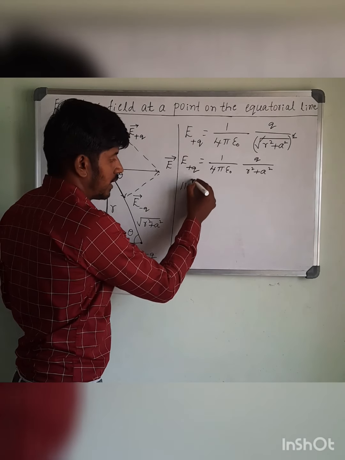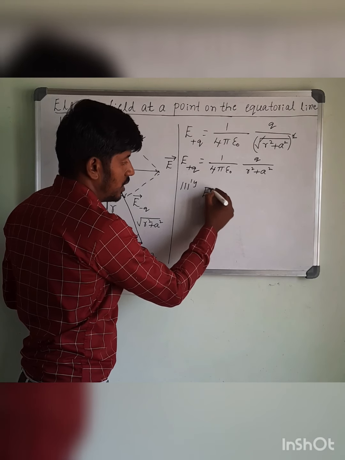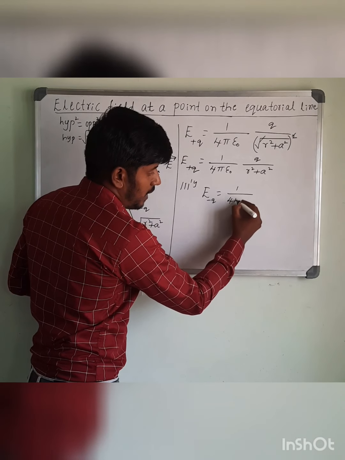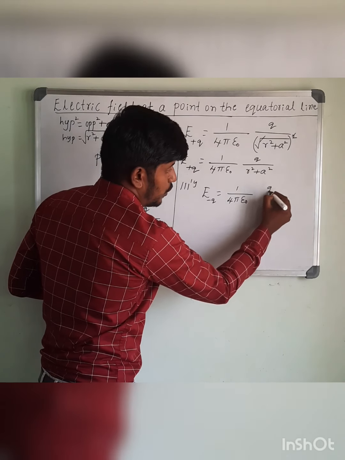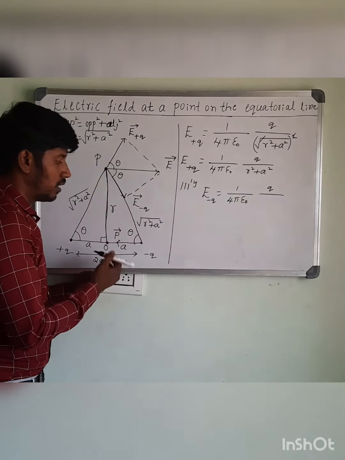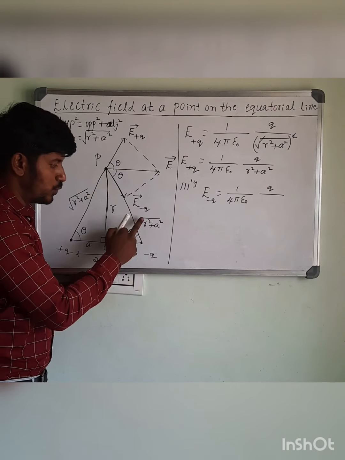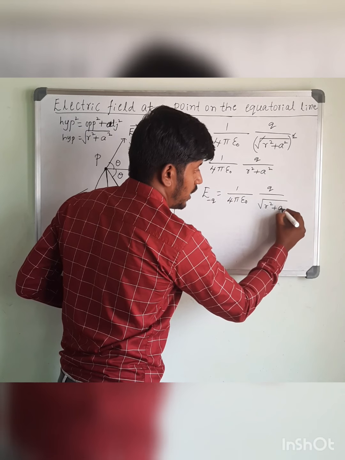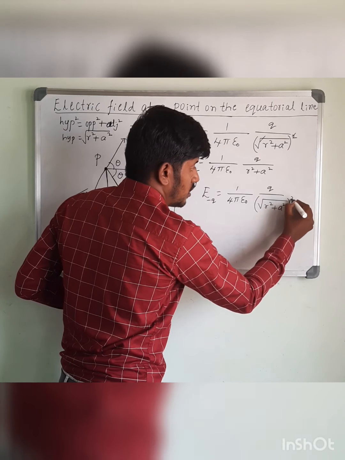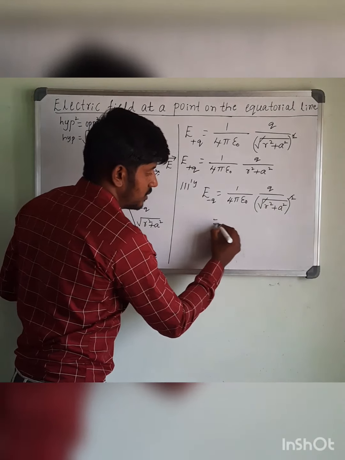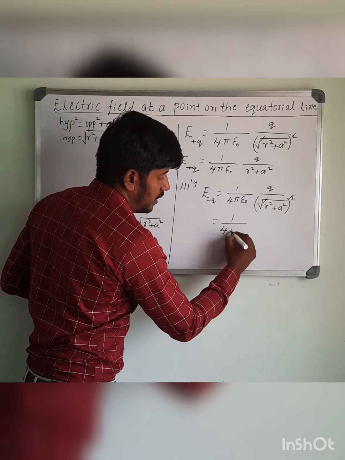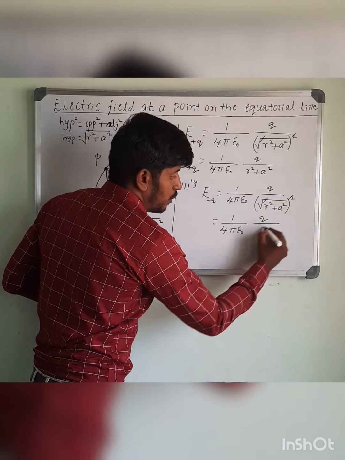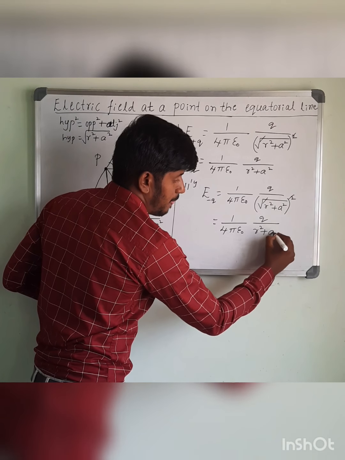Similarly, the electric field due to the negative charge, E minus q, is equal to 1 divided by 4 pi epsilon naught, charge q divided by, and the distance of point P from the negative charge is again root of r square plus a square, whole square. So square and root again get cancelled. Therefore, the electric field due to the negative charge is 1 divided by 4 pi epsilon naught, q divided by r square plus a square.